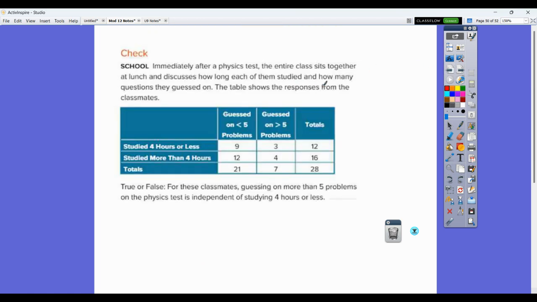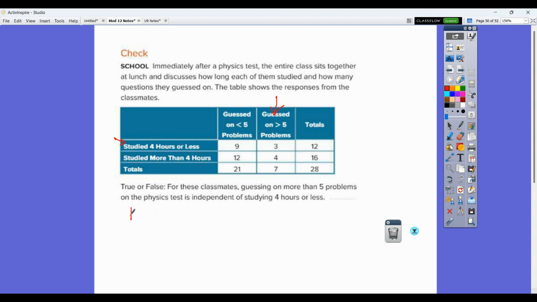Okay. So an example here with school. So we have some information about a physics test here. Immediately after the physics test, the entire class sits together at lunch and discusses how long each of them studied and how many questions they guessed on. The table shows the responses from their classmates. So guessed on less than 5 problems or more than 5, and then studied 4 or less hours or more than 4 hours. So true or false, for these classmates, guessing on more than 5 problems on the physics test is independent of studying 4 or less hours.